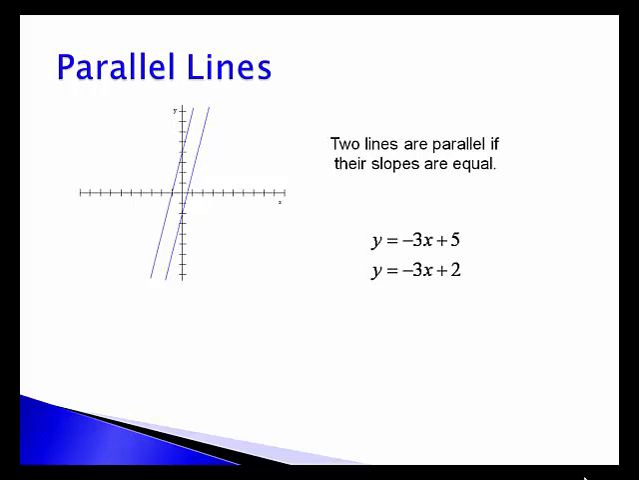So let's look at two lines and identify whether or not they are parallel. Well, if we look at these two lines, without even graphing them, we should be able to tell whether or not they are parallel lines. First of all, we need to look at their slopes. This one has a slope of -3, and so does this one. Once we see that those slopes are identical, it really doesn't matter about the rest of the equation. We're simply interested in the slopes. So once their slopes are equal, we know that those two lines are indeed parallel.